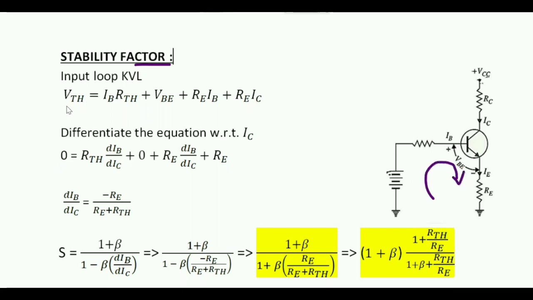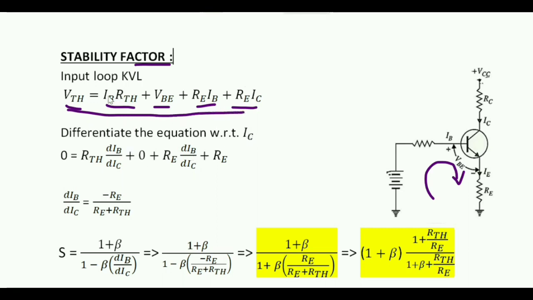So the input KVL we have earlier seen, that is VTH is equal to IB RTH plus VBE plus RE into IB, that is the voltage drop across the emitter resistor because of base current, and this is RE into IC, that is the voltage drop because of collector current across the emitter resistor. We have replaced IB and IC with IE in the earlier equation. Nothing to worry about it. So this is the complete KVL equation.